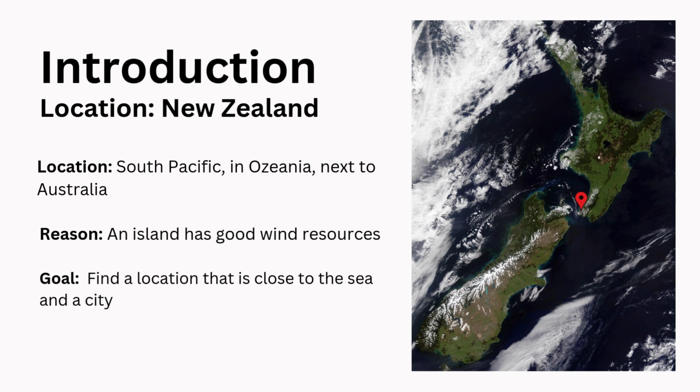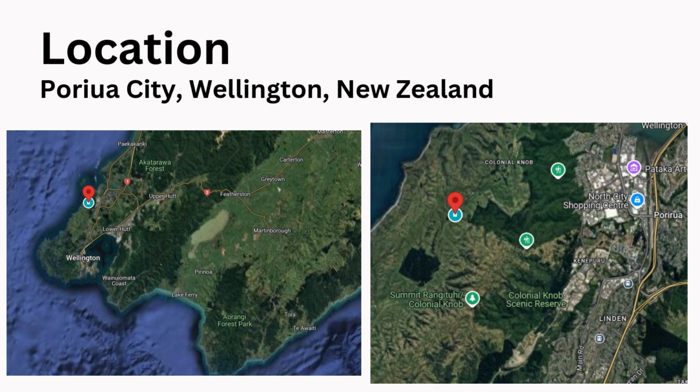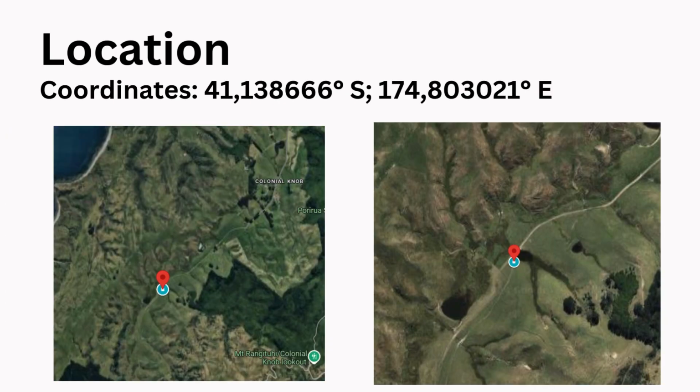And you see our selected area is located on the North Island in the south end. And there is the capital of New Zealand, Wellington, and the city has about 200,000 inhabitants. Our selected area is in the west of Porirua City, which is a part of Wellington. You see it on the right picture. The area is located in the southern hemisphere at latitude 41 degrees and in the eastern hemisphere at longitude 174 degrees. And you see it on the left picture.